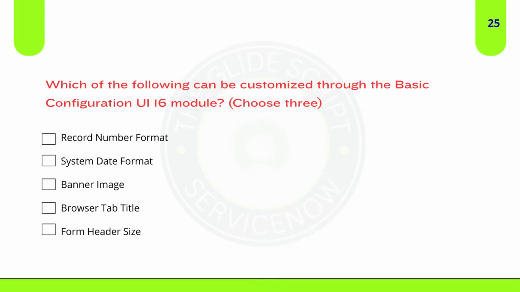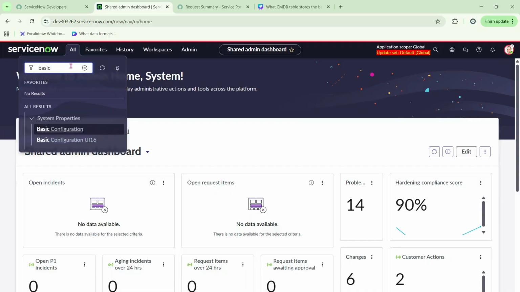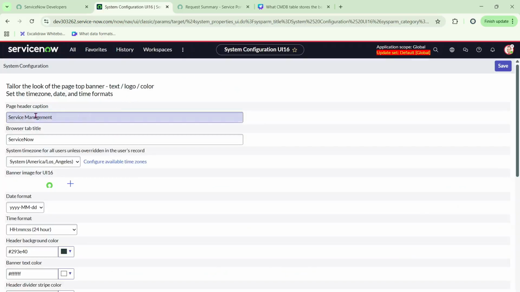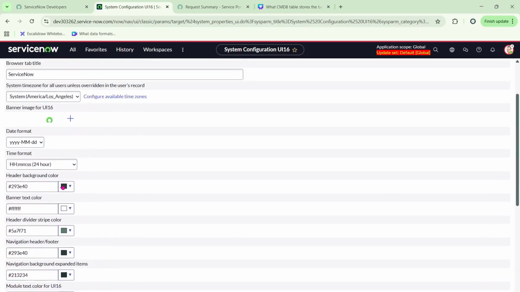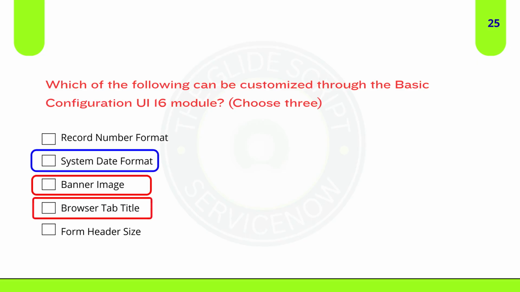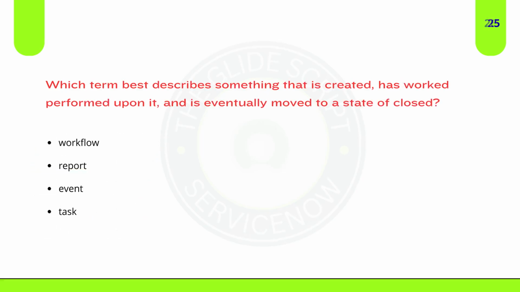Next, which of the following can be customized through the basic configuration UI 16 module? Choose 3. So out of 6, you will have to choose 3. Basic configuration UI 16. And what you can configure here? Page header, browser tab title, time zone, image, date format, time format. So record number is not an option. Form header size is not an option here. Form header size you cannot change from here. So system date format, banner image, and browser tab title, out of these options we can modify. So these 3 are the correct ones.